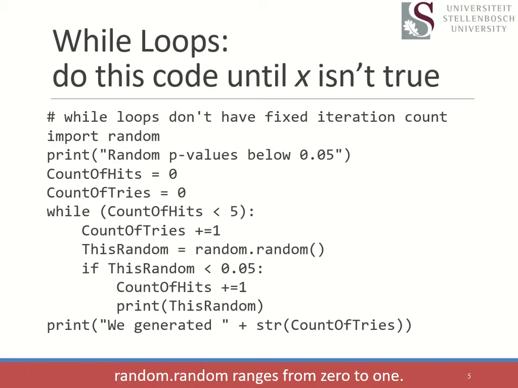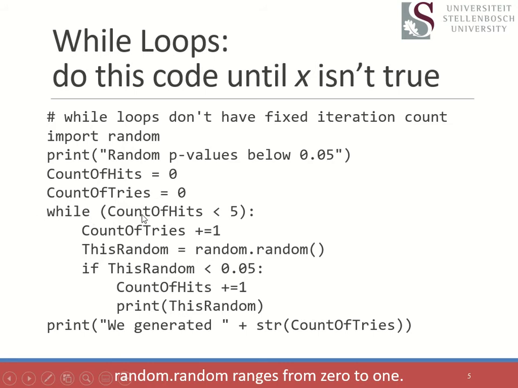Now, we're not actually computing the t statistic and p-values here. I'm just generating random numbers, but the principle holds. So I'm going to count how many hits I have so far. I'm going to do what's called initializing that variable. Count of hits equals 0. And the count of tries is going to reflect how many times we've gone through this loop. And it, too, will start at 0.